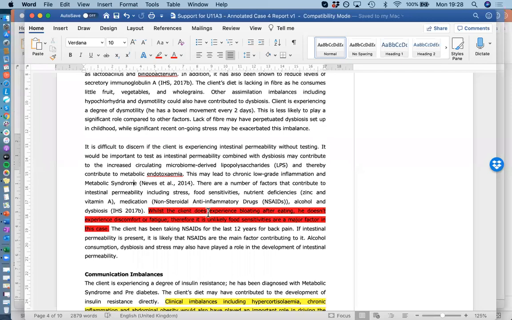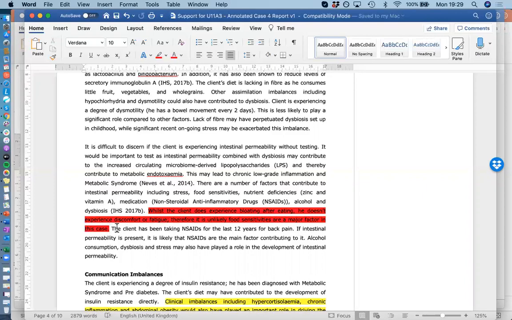And then whilst the client, I'll tell you why I've highlighted this in red in a sec, does experience bloating after eating, he doesn't experience discomfort or fatigue. Therefore, it's unlikely the food sensitivities are a major factor in this case. I've highlighted that in red, by the way, because it's somewhat true. After I've read through this again, there are people who have food sensitivities and don't experience fatigue or discomfort. But this is just showing you a way of ruling out different ones. So that's just a part of it there.